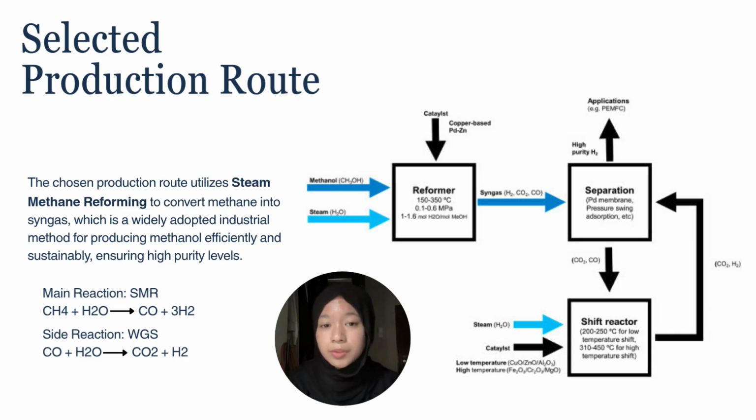So there are two critical reactions occurring in this stage. First, the main reaction, SMR. Methane reacts with steam to produce carbon monoxide and hydrogen. So CH4 plus H2O producing CO plus 3H2. And the side reaction, the water gas shift reaction, where carbon monoxide reacts with more steam to produce CO2 and additional hydrogen. So CO plus H2O producing CO2 plus H2.